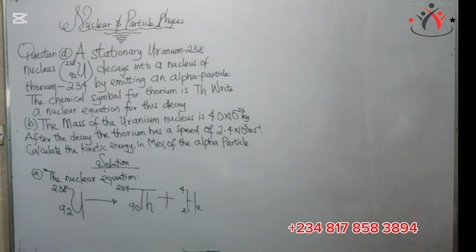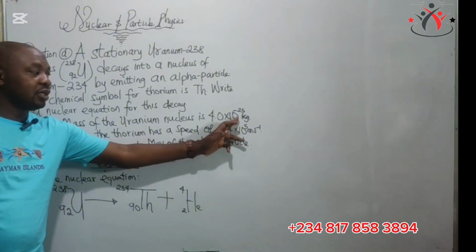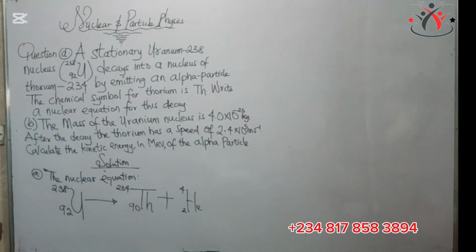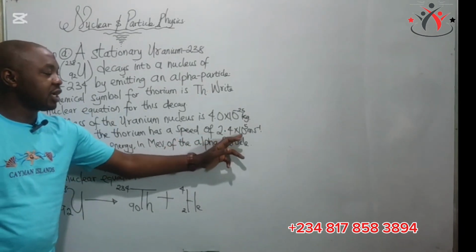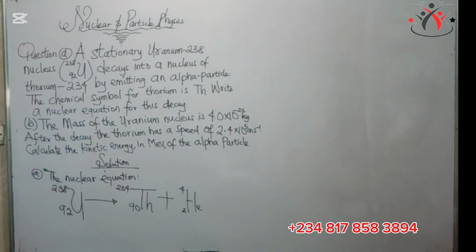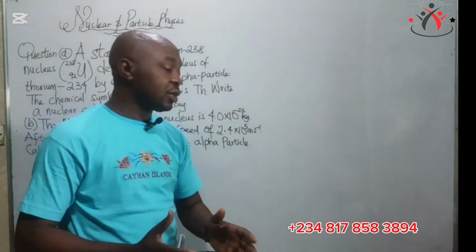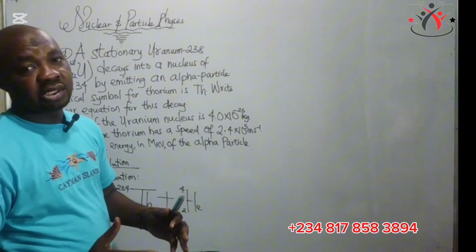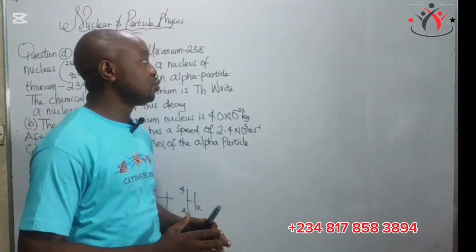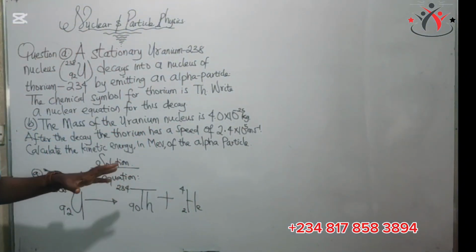All right, now the second question is that the mass of the uranium nucleus is 4.0 multiplied by 10 to the negative 25 kilogram. After the decay, the thorium has a speed of 2.4 times 10 raised to the power of 5 meters per second. We want to calculate the kinetic energy in mega electron volt of the alpha particle. To do that, let's first identify the parameters.